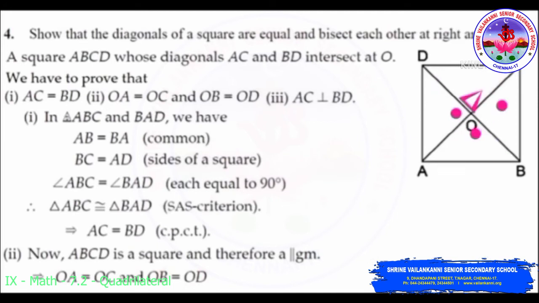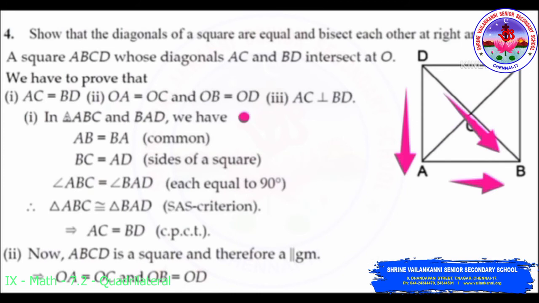Coming to the solution, we have taken a square ABCD whose diagonals AC and BD intersect at O. We need to prove that the diagonals AC and BD are equal in length as well as the diagonals bisect each other. That is, we need to prove OA is equal to OC and OB is equal to OD. Third case, AC is the perpendicular bisector of BD.